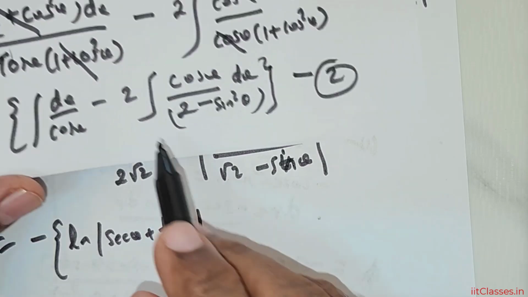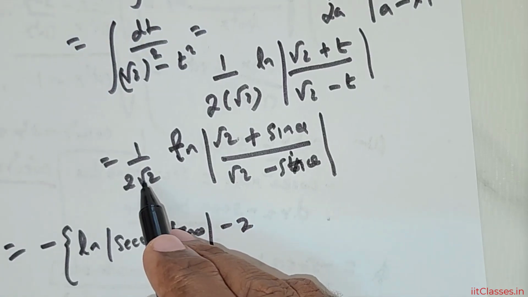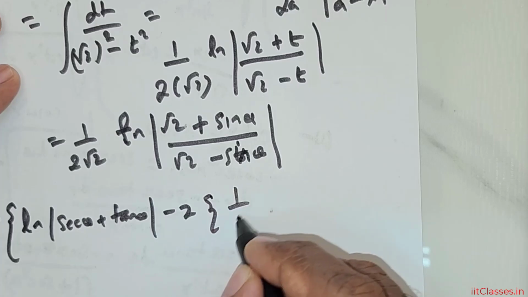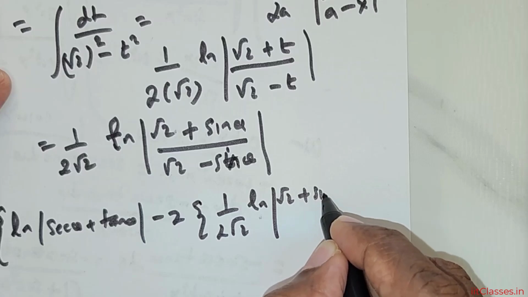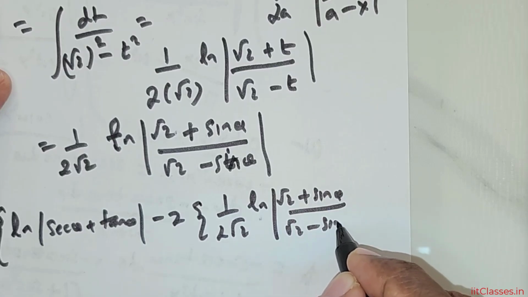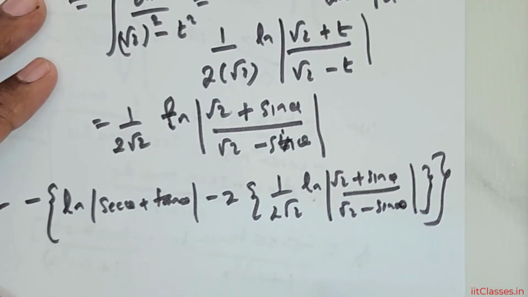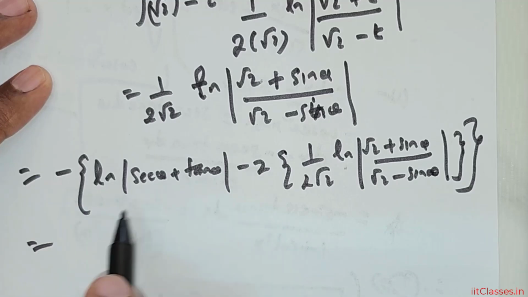Fair enough. For the second one there is a negative sign and a 2 there, and you have to place this one here. So that is going to be 1 over 2 times root of 2 ln modulus of root of 2 positive sin theta divided by root of 2 negative sin theta. Okay, now this has to be covered with the entire parenthesis. I'm not going to place any c now.